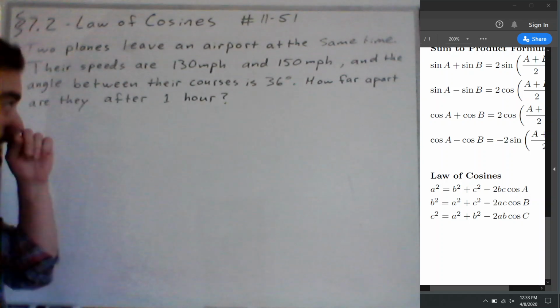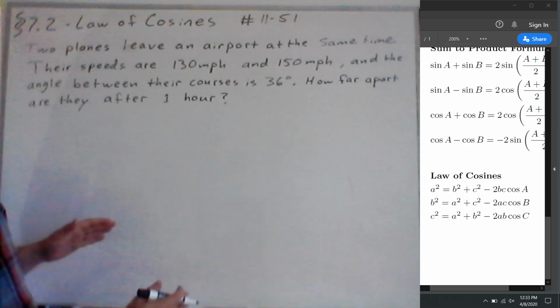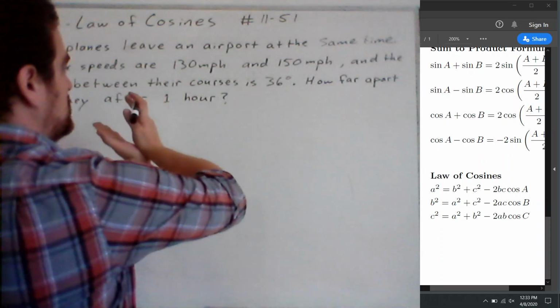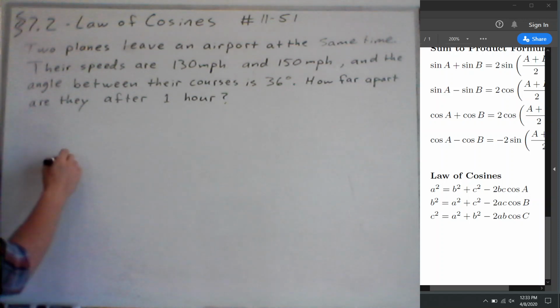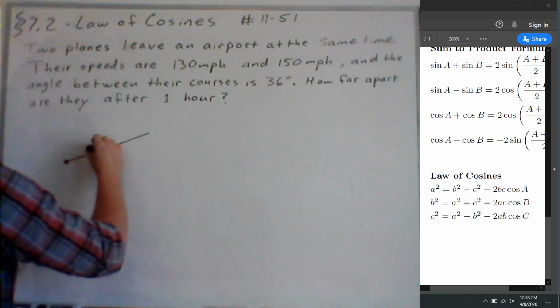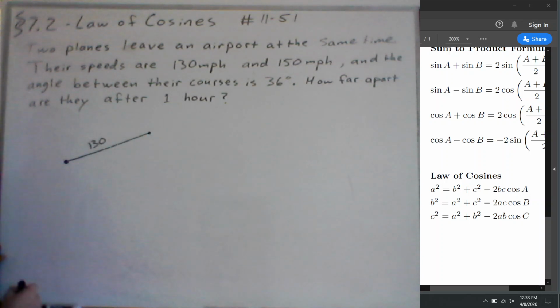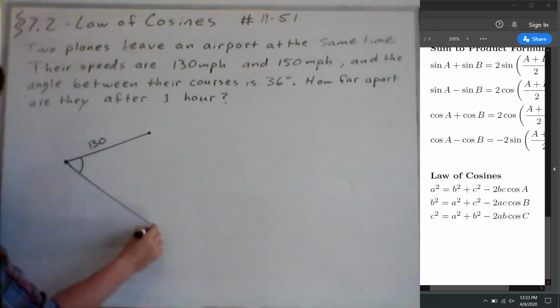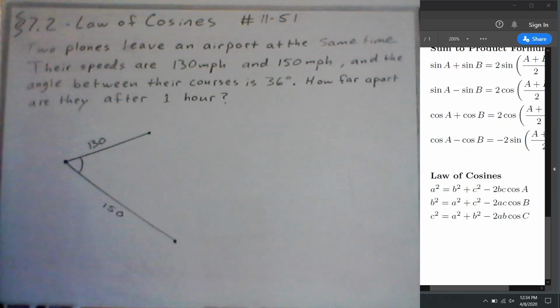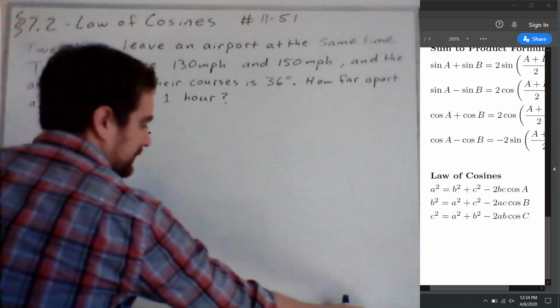Well, let's get a picture to wrap our heads around this. They just say that the angle between them is 36 degrees. It really doesn't matter how you draw it. They never even mention north, south, east, west. So I'm just going to take my airport. I'm going to send one plane out at 130 miles in 1 hour. So he's about there. The other plane is 36 degrees. And he goes, let's draw it a little bit longer, 150 miles in 1 hour. So one goes a little further than the other. I'm kind of exaggerating it there. And they want to know how far apart are these two planes.